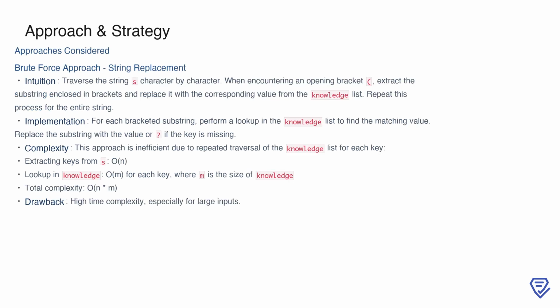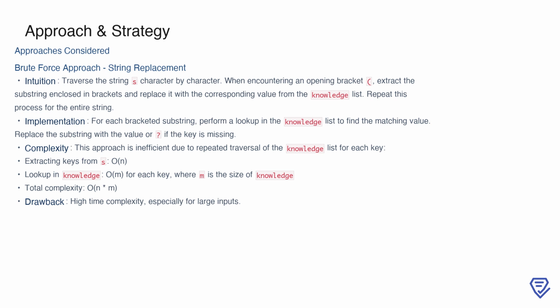To start, let's explore the brute force approach, which relies on a straightforward string replacement strategy. The idea is to traverse the string character by character, and whenever we encounter an opening bracket, we extract the substring enclosed within the brackets. Then, we perform a lookup in the knowledge list to find the corresponding value. If a match is found, we replace the substring with that value, otherwise, we replace it with a question mark.